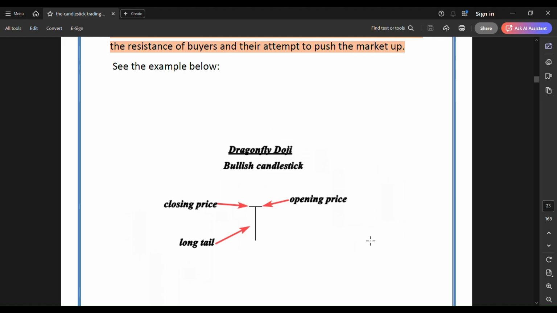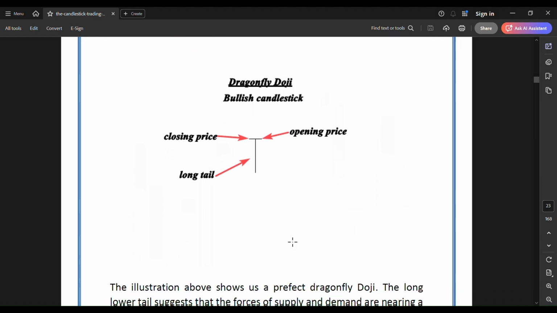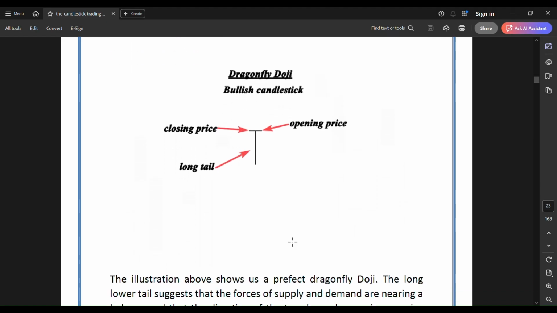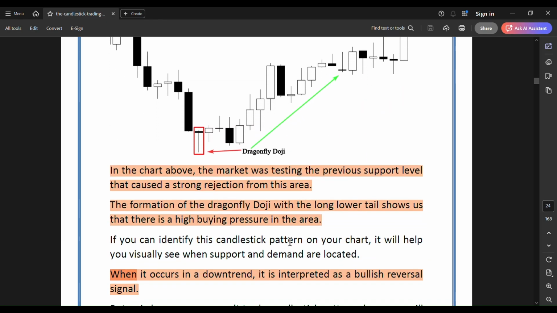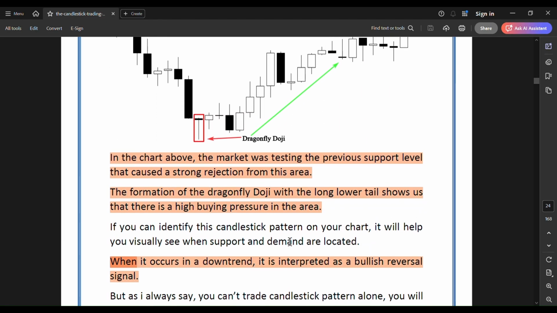So again, it's a subcategory of the doji. So the opening and the closing now, they are no longer at the midpoint, but they are at the very, very top of the wick. So this indicates that buy side control is now present within the market. Okay, so how do we use the dragonfly doji?